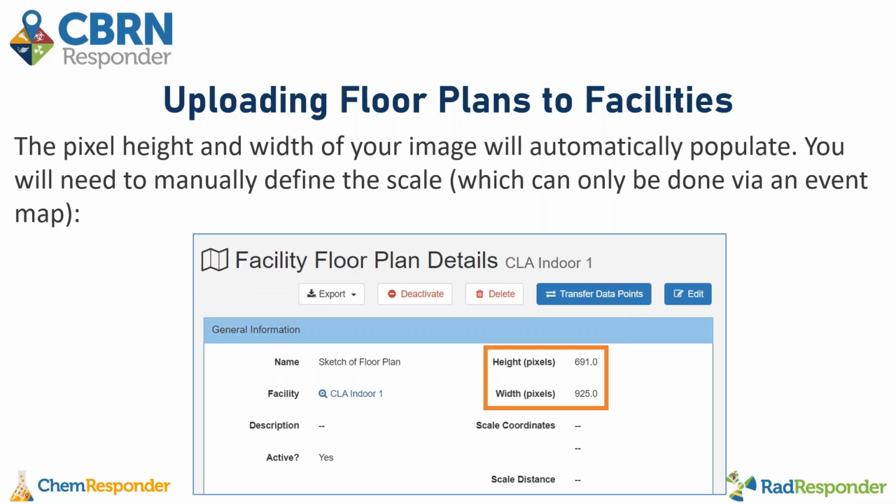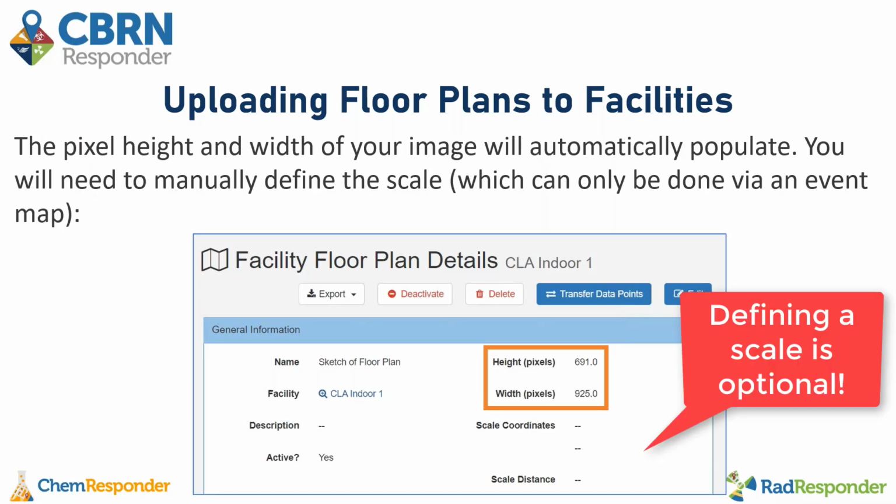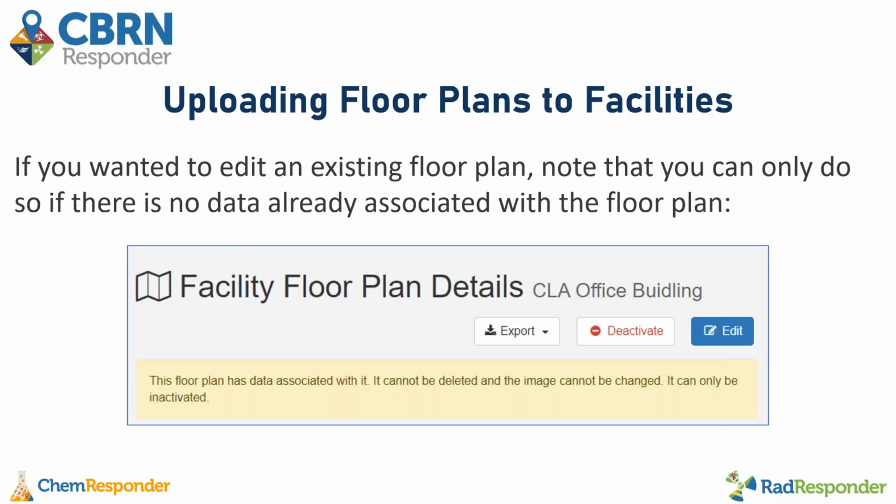The pixel height and the width of your image will automatically populate. You will need to manually define the scale, which can only be done via an event map, which we'll show you in a little bit. You cannot edit an existing floor plan that already has data associated with it.